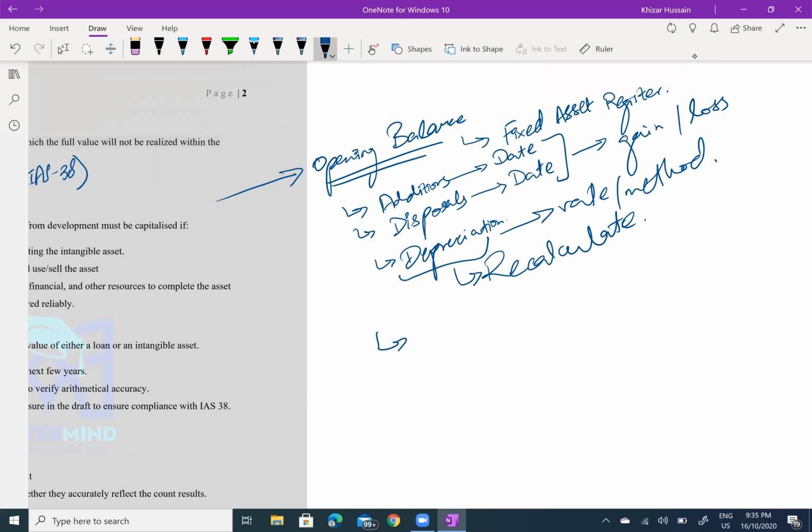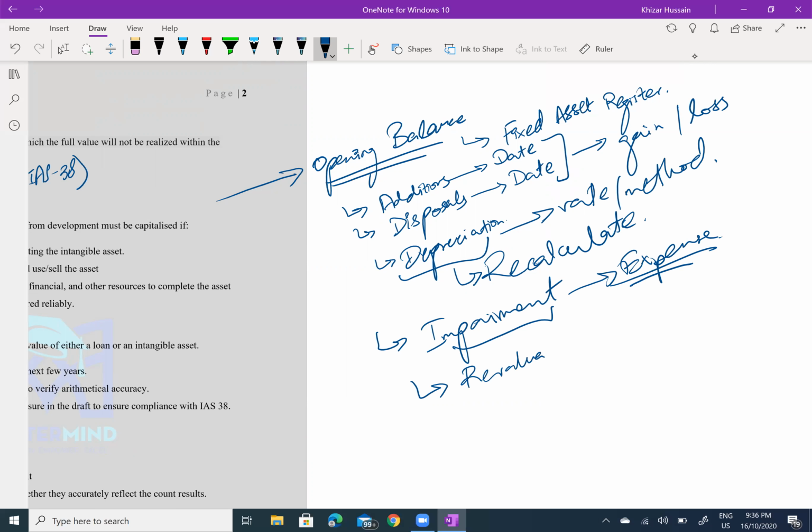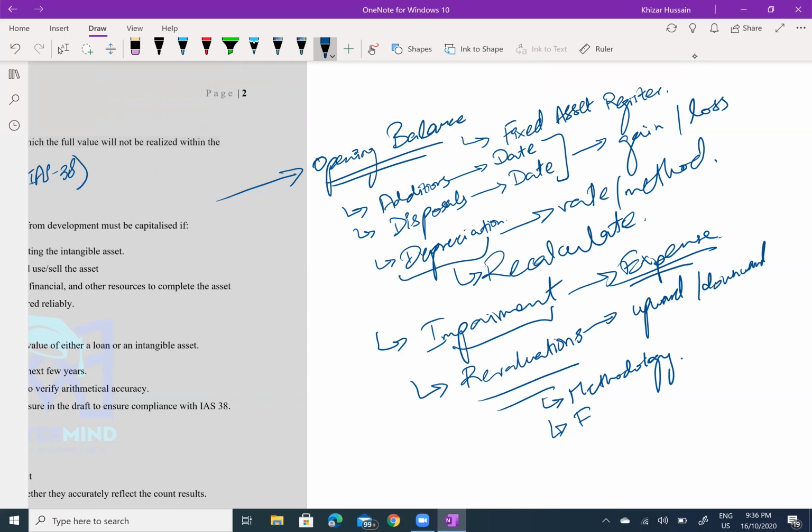Similarly, you can have your impairment charges, as per IAS 36. Impairment is obviously an expense, but again, it will hit your non-current assets, right? Similarly, if you talk about impairment, you can talk about revaluations, upward or downward. Assess the methodology for revaluation, whether an external valuer was hired or not.